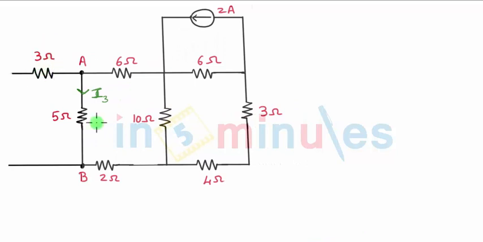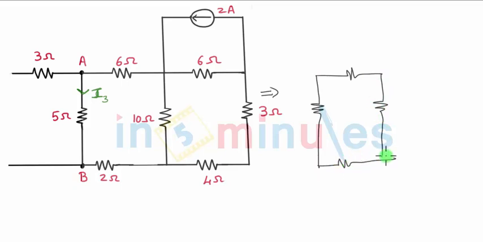3 ohm is playing no role, so I'll start my circuit directly from this 5 ohm resistance. This 6 ohm remains as it is. This is my 10 ohm resistance. 2 ohm comes here. Let us perform the source transformation. I will replace 2 amperes with a voltage source in series with the resistance 6 ohm which we have here.